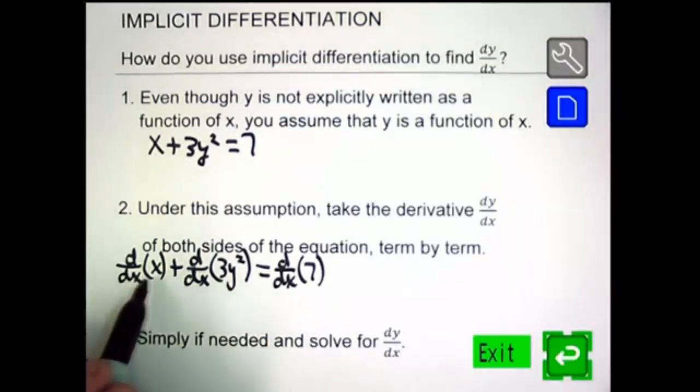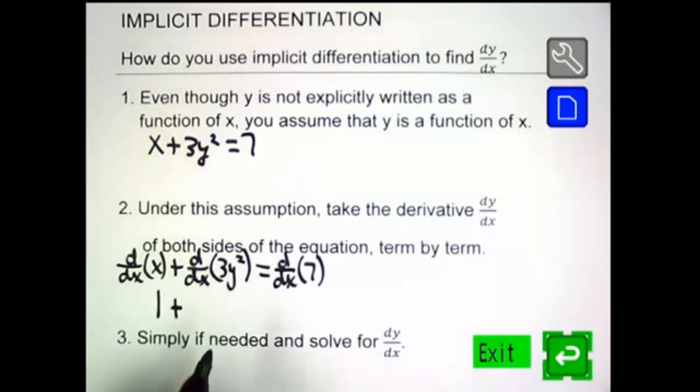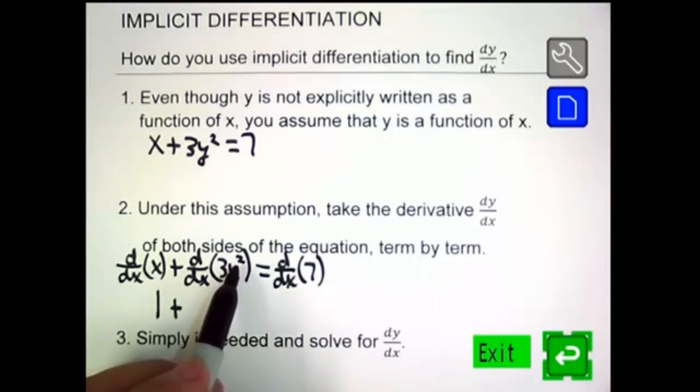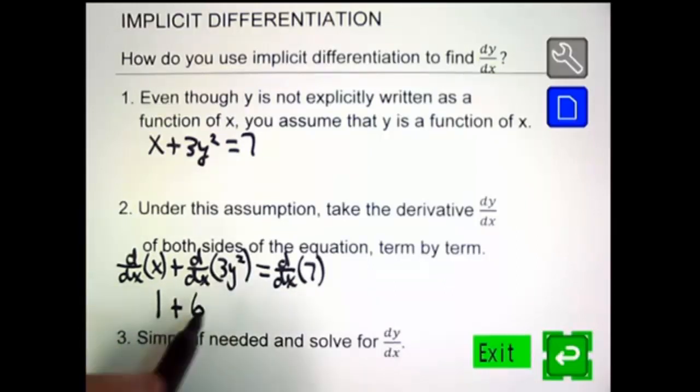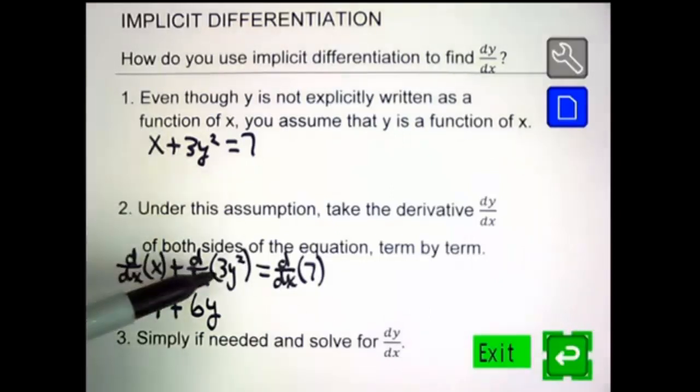Now, the derivative of x is just 1. The derivative of 3y squared, by the power rule, if you just think about it that way, is going to be 2 times 3 is 6, and then the y to the second drops down to y to the first. If that were an x, we'd be done. But remember assumption number 1. We're assuming that y is really some function of x. We're going to talk about this in more detail later, but for right now just try to keep an eye on the big picture.